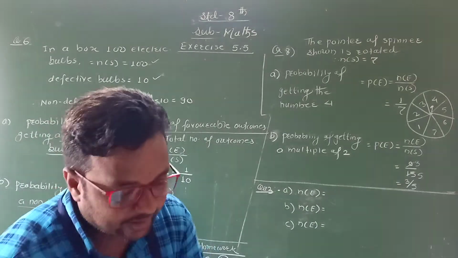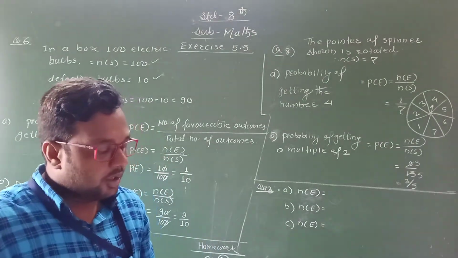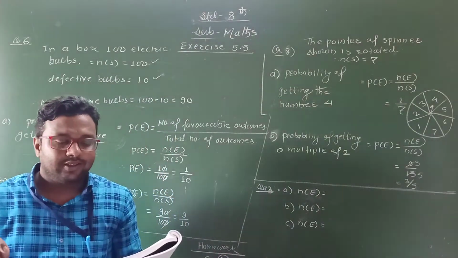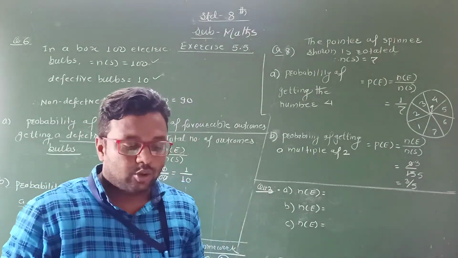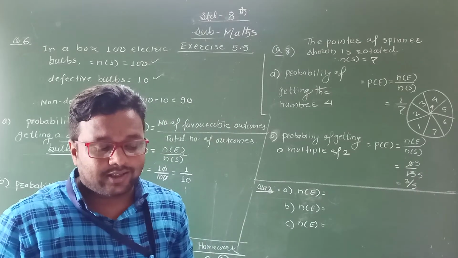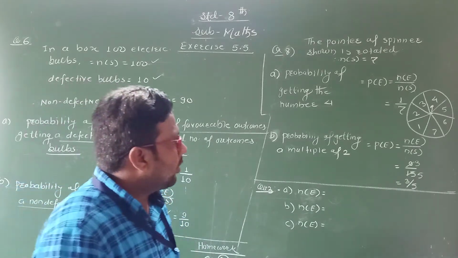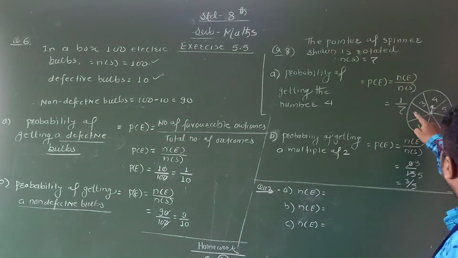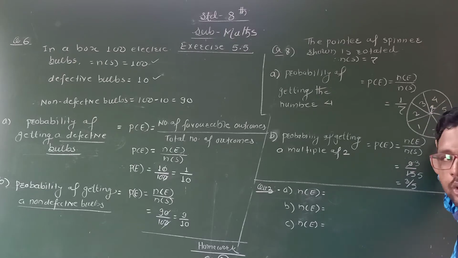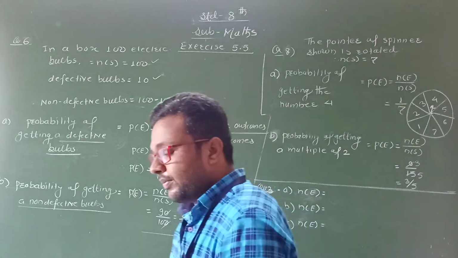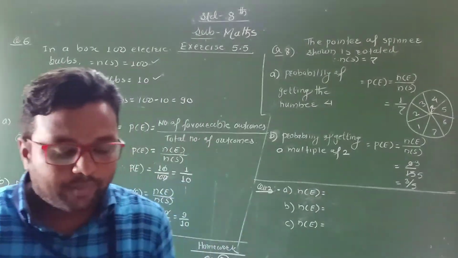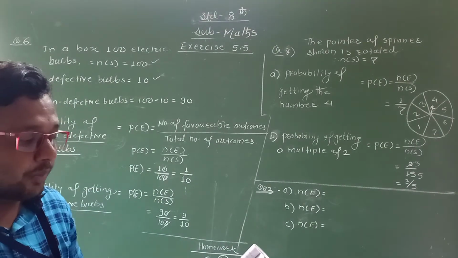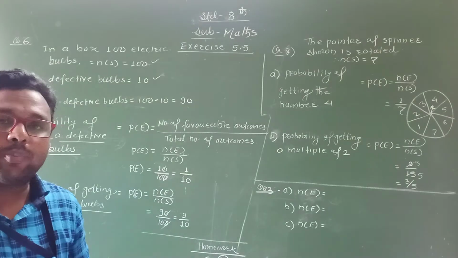This is the last question of this exercise, question number 8. Question number 8 says: the pointer of the spinner shown is rotated. Find the probability that it will land on. Now one spinner is given there. Okay. And numbers are given from 1, 2, 3, 4, 5, 6, 7. 1 to 7 numbers are given. Okay. Then you have to find out the probability of getting the number 4, a multiple of 2, an odd number and a prime number.